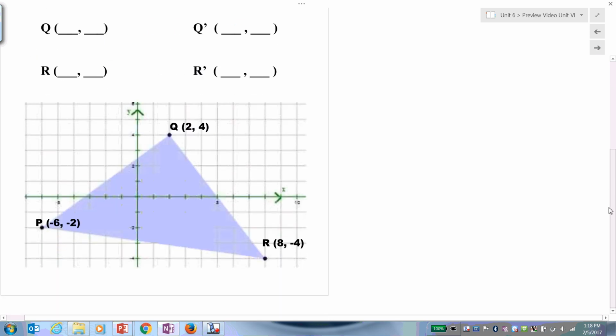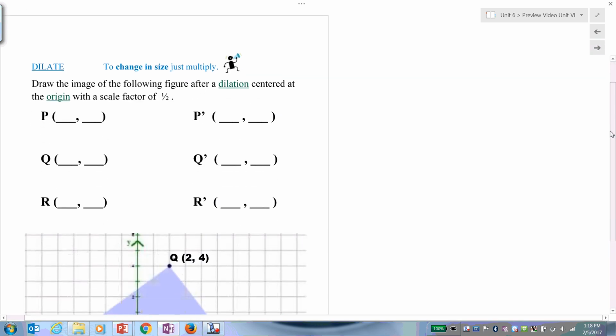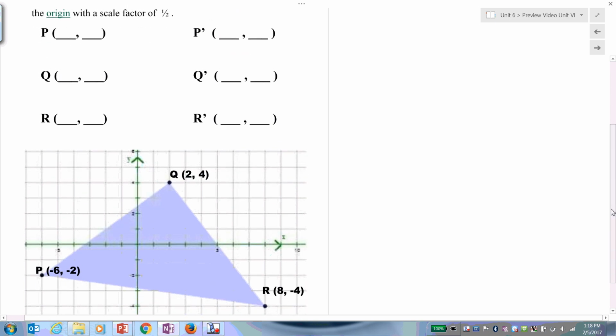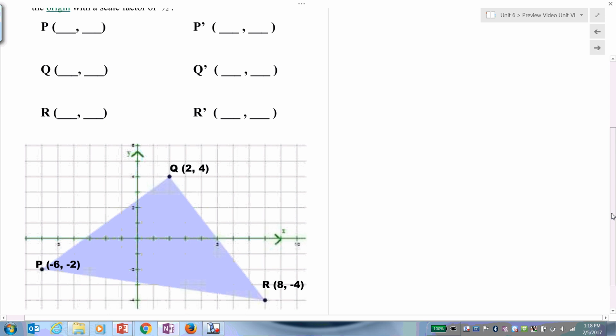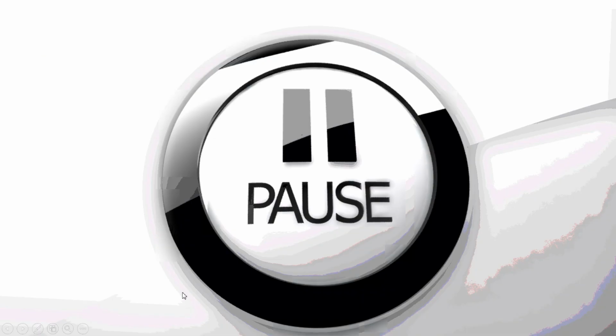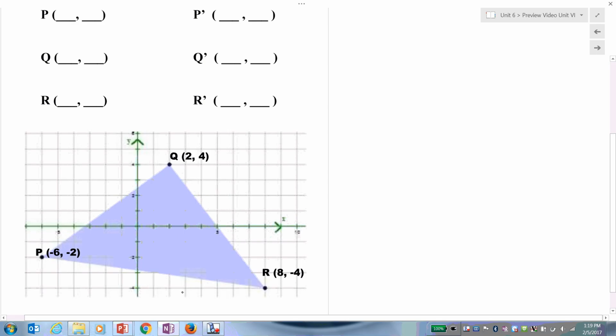To change in size, just multiply. This page, I'd like you to do on your own. Get your coordinates. You're going to dilate by a scale factor of 1/2. You're going to redraw it, and you should notice a change in size. Pause. Do your own work. Welcome back. Let's see how you did.